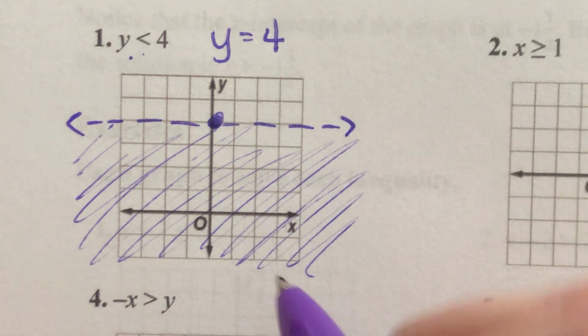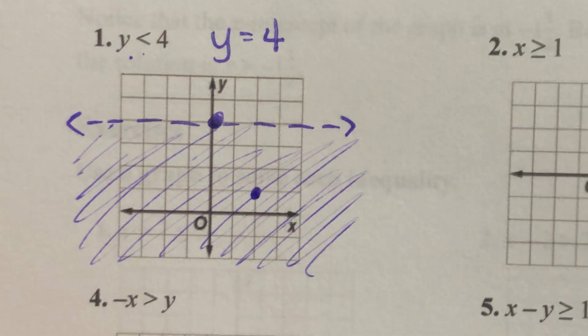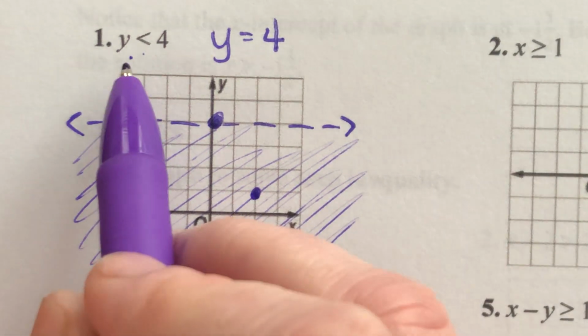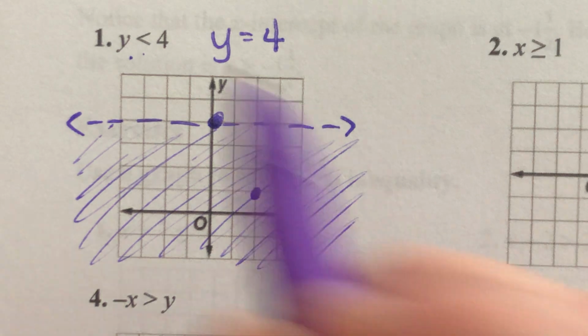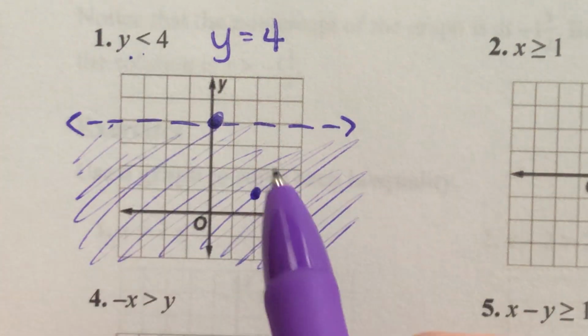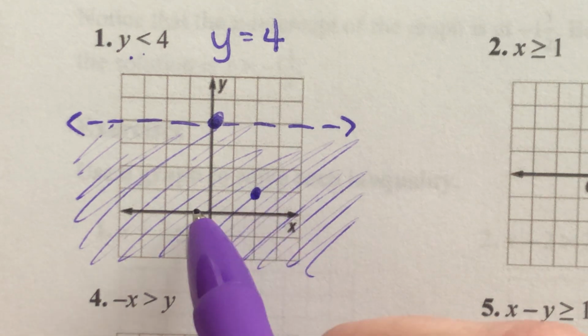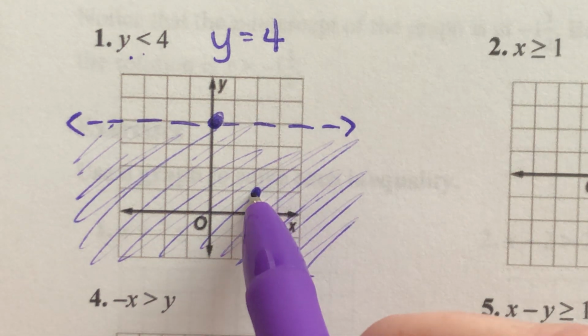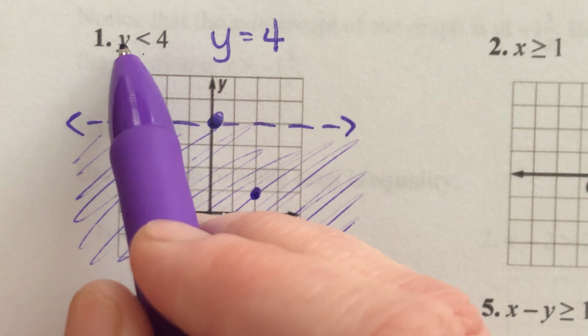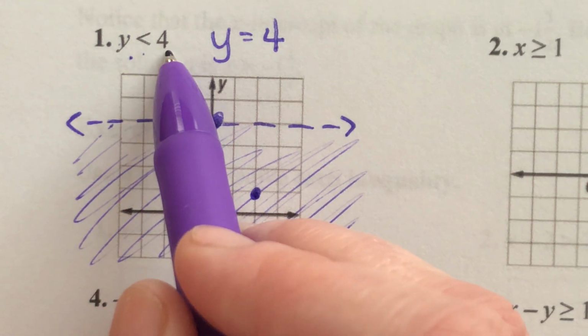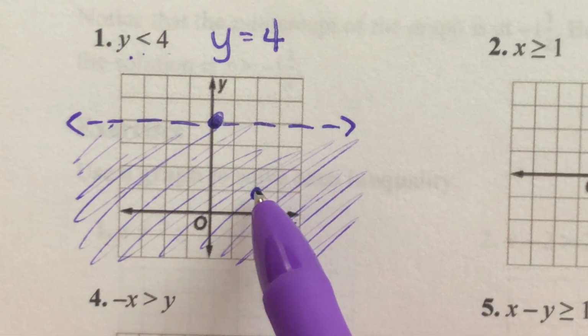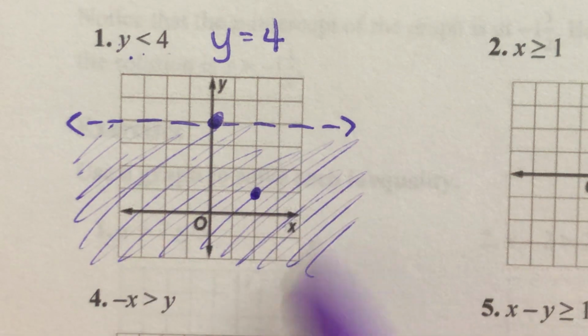So if I picked a point, let's say I picked this point right here, over 2 up 1. It doesn't really matter what my x value is because there is no x here. But my y value here is 1. So I would plug a 1 in here. Is 1 less than 4? Yes, it is. That's true. So this point right here works as one of my solution points, right?